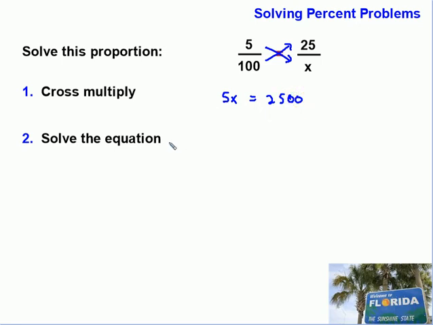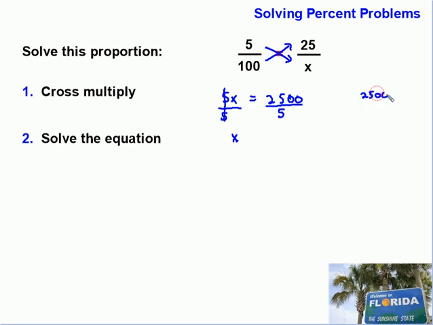Okay, then we're told we have to solve the equation. That's our second step. So to solve the equation, we get x by itself by using inverse operations. We got 5 times x, so the inverse is division. 5 divided by 5 is 1. That leaves us with x on this side. And the third rule is whatever we do to the left side, we have to do to the right side.